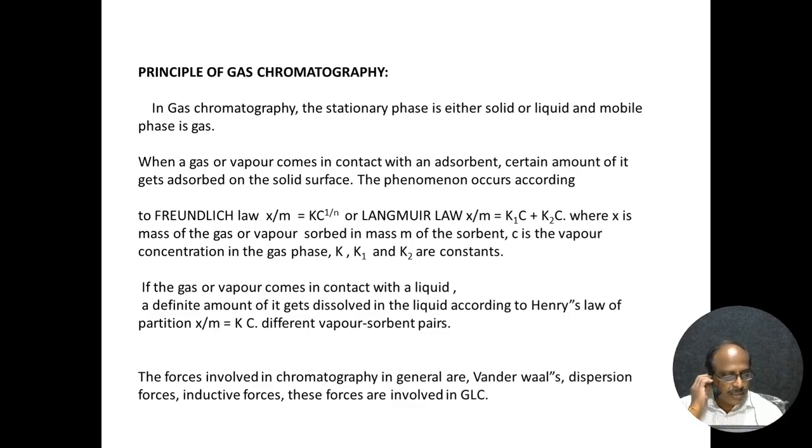When the gas or vapor comes into contact with the adsorbent, a certain amount of it gets adsorbed on the solid surface. The phenomenon occurs according to the Freundlich adsorption law or the Langmuir adsorption law. We know the Freundlich adsorption law: x/m = K c^(1/n), or the Langmuir law: x/m = K1 c + K2 c, where x is the mass of the gas or vapor adsorbed, m is the mass of the adsorbent, c is the vapor concentration in the gas phase, and K1, K2 are constants.